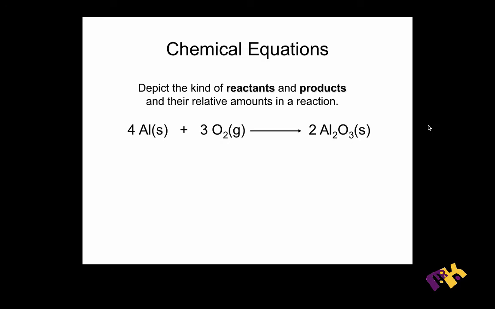Okay, so in this equation up here, we have elemental aluminum being combined with elemental oxygen, all right? And the process is going to create this new product. We should be able to name this product, and each of these components, because we've done that work in nomenclature. So Al2O3 would be aluminum oxide.